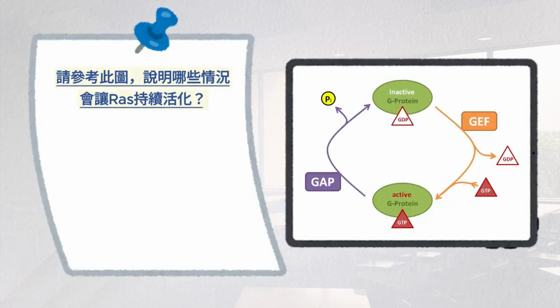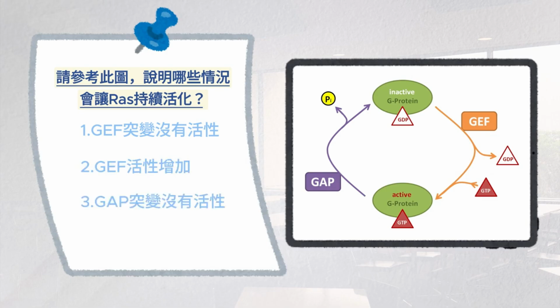Please refer to the diagram to explain which situations keep RAS activated. 1. GEF mutation has no activity. 2. GEF mutation increases its activity. 3. GAP mutation has no activity. 4. GAP cannot approach RAS.